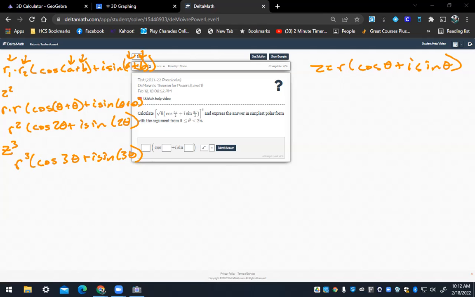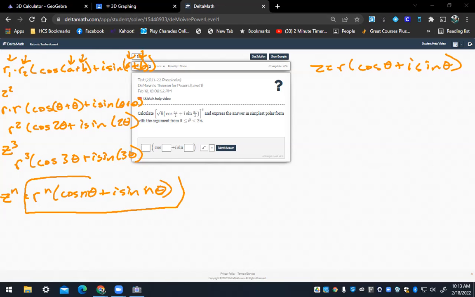Can you guess the pattern from here? If I had Z to the nth power, what would that be in this case? R to the nth power and then cosine of n theta plus I sine of n theta. Yes. That is DeMoivre's theorem.